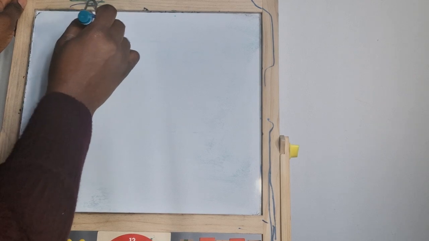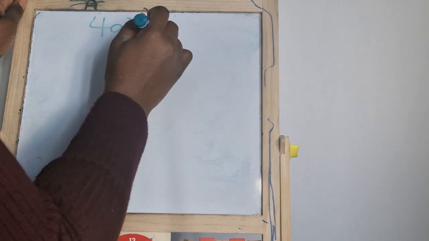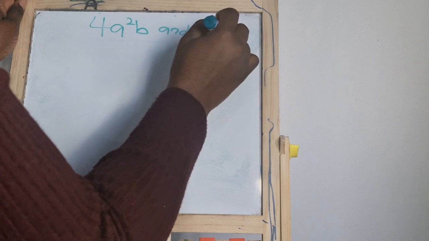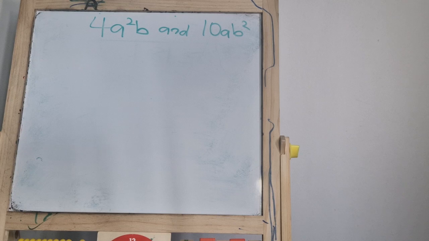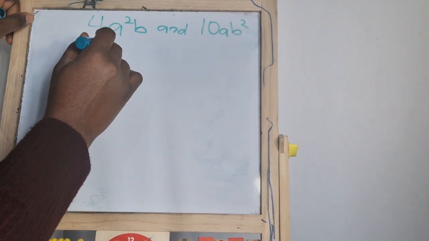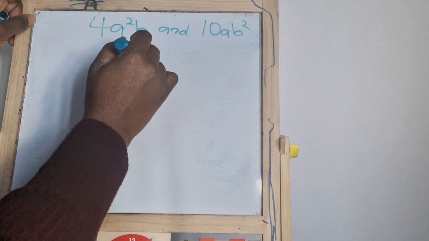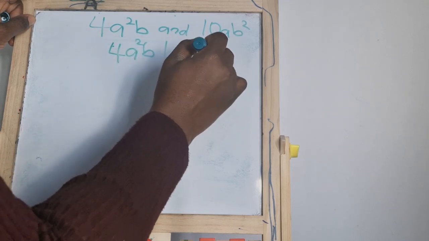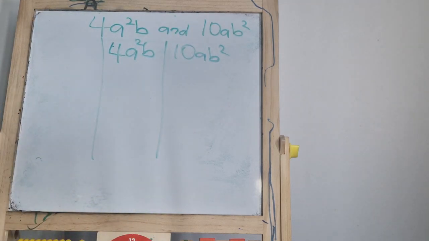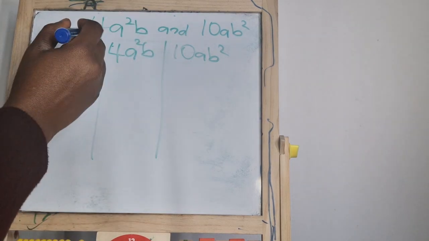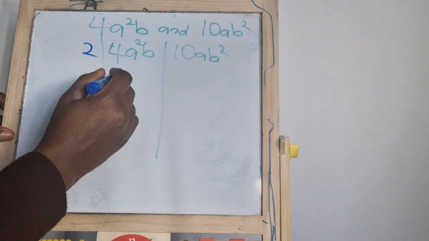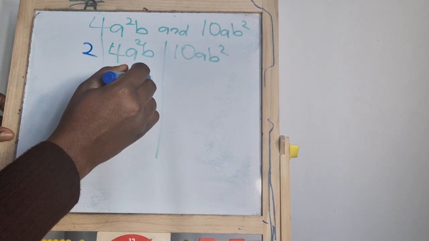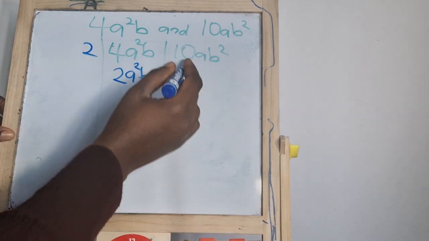Now let's find the LCM of these algebraic terms, 4a squared b and 10ab squared. It's just the same way. We will use the same method. We start by dividing with the smallest prime number, so that we have something like this. We'll first use 2. 2 will go in 4 2 times, so we have 2. We keep writing the alphabet till it gets to the alphabet's turn.